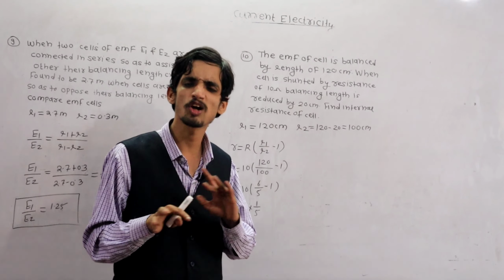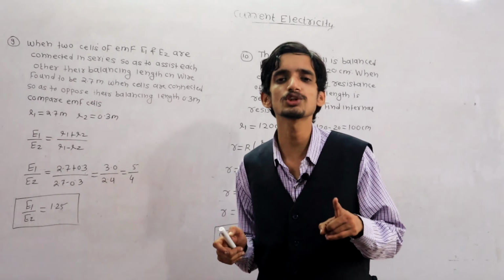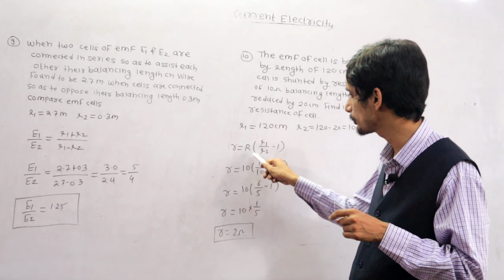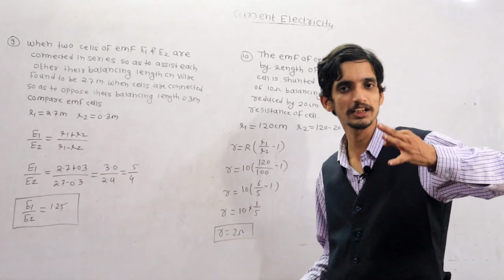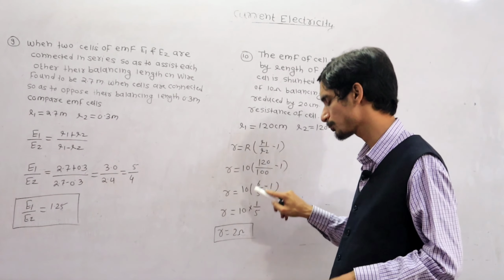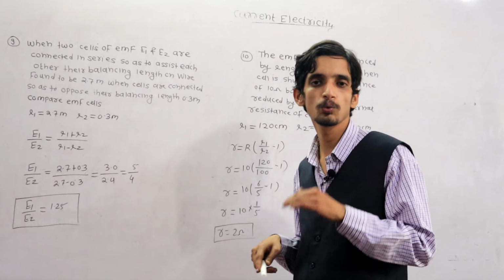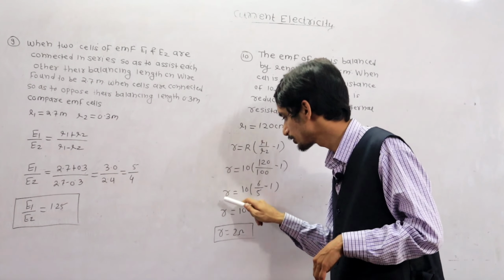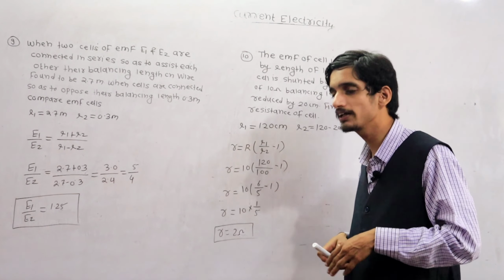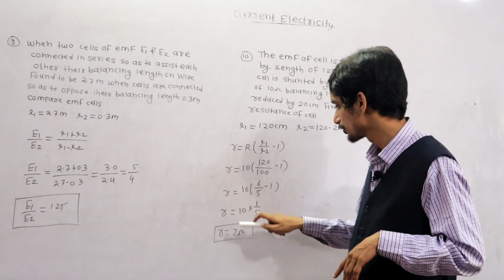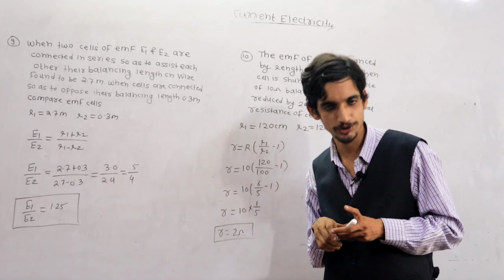So it is a directly formula based problem. Internal resistance of cell, small r, is equal to capital R into bracket L1 by L2 minus 1. So small r is equal to capital R, which is 10, into bracket L1 by L2, 120 by 100, minus 1. So small r is equal to 10 into bracket 6 upon 5 minus 1. So small r is equal to 2 ohms.